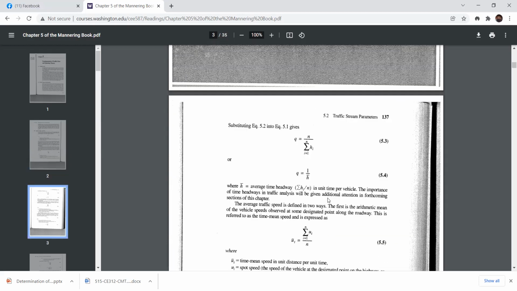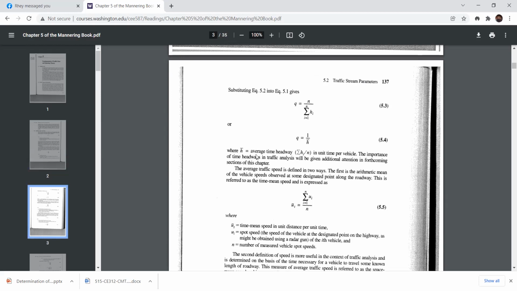In substituting equation 5.2 into equation 5.1, H is the average time headway. The change of H is the average time headway in unit time per vehicle. The importance of time headways in traffic analysis will be given additional attention in forthcoming sections of this chapter.